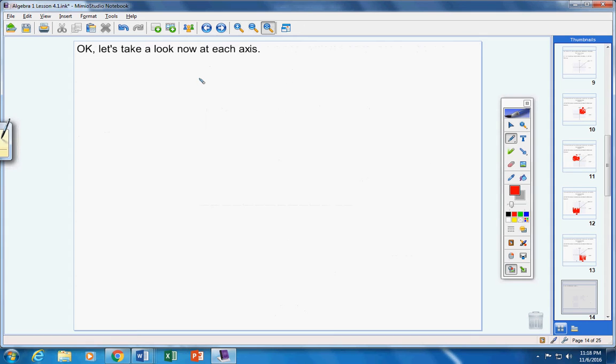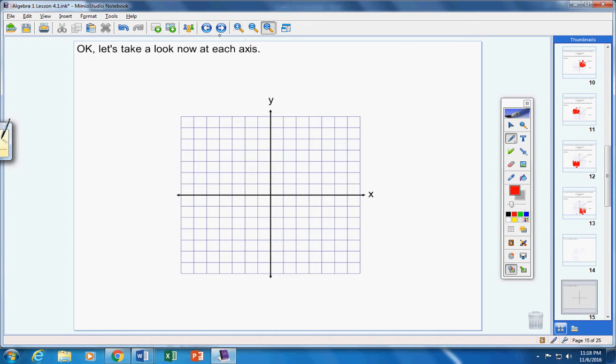Now let's take a look at each axis. Okay, it's very important we do this. Are you ready? I want you to take notes on this in your notes. Okay, you do not have to write a new coordinate plane. Okay, this is fine, but let me show you something.